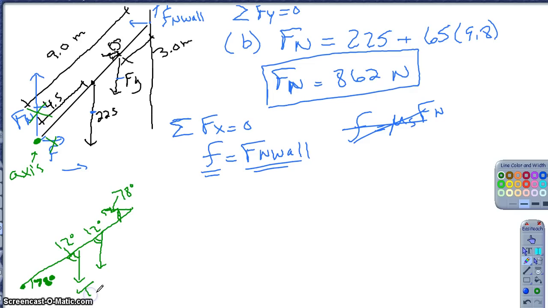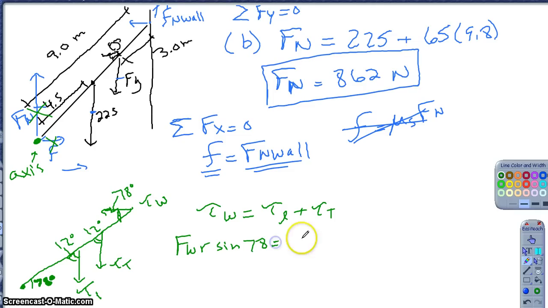The torque caused by the ladder itself plus the torque caused by the tiger has to equal the torque caused by the wall. So there's our relationship: torque of the wall equals torque of the ladder plus torque of the tiger. We know that torque is the force times the radius times the sine of the angle. So this would be the force of the wall times the radius times sine of 78 degrees for the wall. This would be the force of gravity of the ladder times the radius times sine of 12, plus the force of gravity of the tiger times the radius times sine of 12.